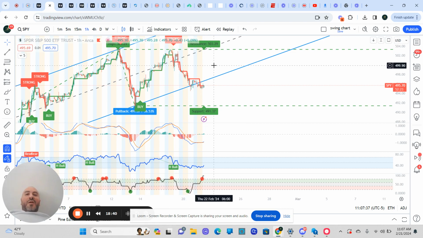But as you can see, this here works. It works consistently, and it's something you can make some easy money on consistently.